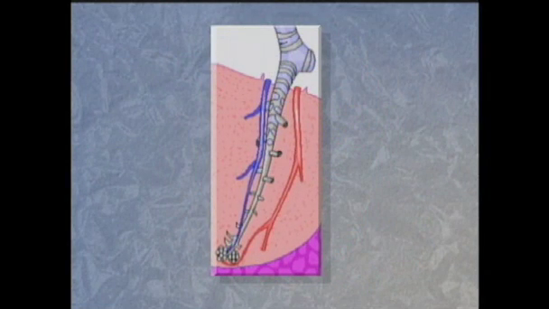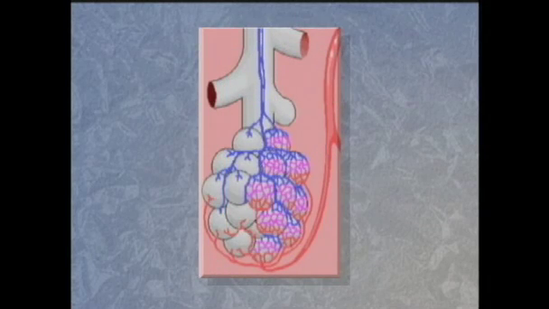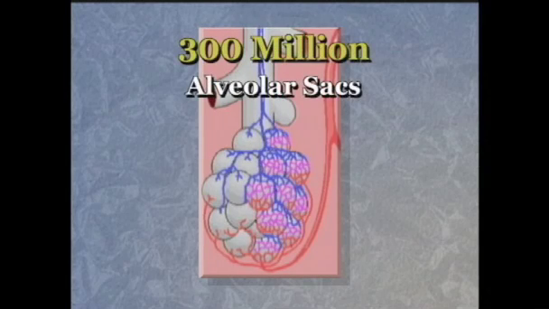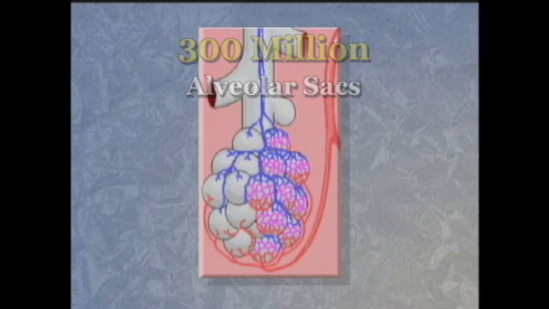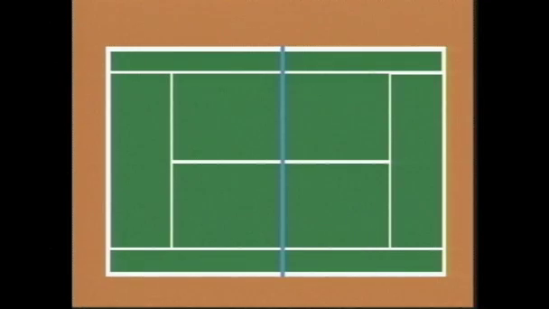From this point, the air passage narrows and divides until it reaches the end of the branch, known as the alveolar sacs. Though these sacs are very small, they are large in quantity. It's estimated that there are approximately 300 million of these air sacs. If these sacs were laid out flat, their total surface area would cover approximately half a tennis court.